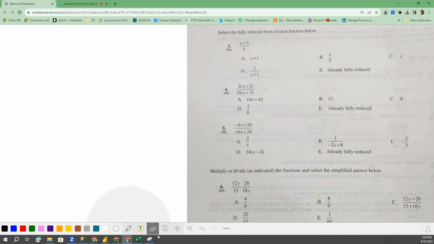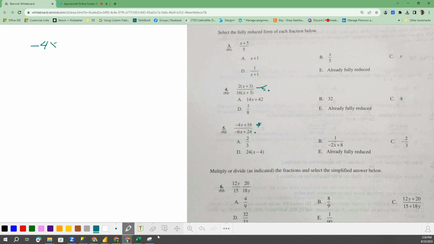All right. Let's move on to number 5. Now, compare number 4 and number 5, because they pretty much look the same, right? Number 4 is partially factored. Number 5 is not at all factored. So negative 4x plus 16 is not at all factored. You need to factor this one yourself. This one here is somewhat factored for you.